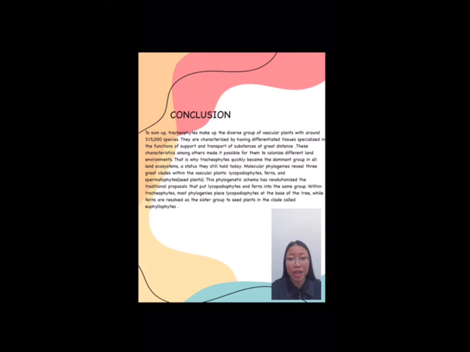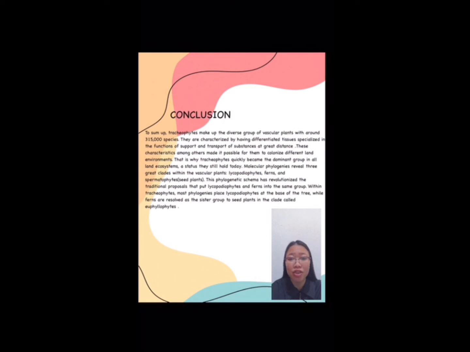To sum up, tracheophytes make up the diverse group of vascular plants with around 315,000 species. They are characterized by having differentiated tissues specialized in the functions of support and transport of substances at great distance. These characteristics, among others, made it possible for them to colonize different land environments. That is why tracheophytes quickly became the dominant group in all land ecosystems, a status they hold today.